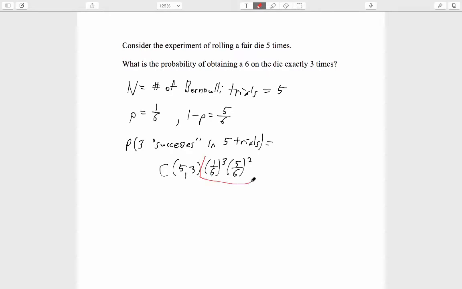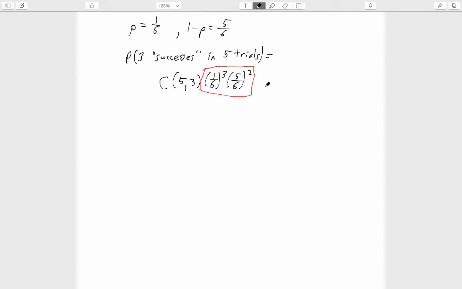Any one particular sequence of 3 successes and 2 failures, 3 sixes and 2 non-sixes, has probability 1/6 to the third times 5/6 squared, and then the overall probability of 3 of these "successes" in 5 trials in any order is 5 choose 3 times that number. When we compute, this turns out to be approximately 0.2315.